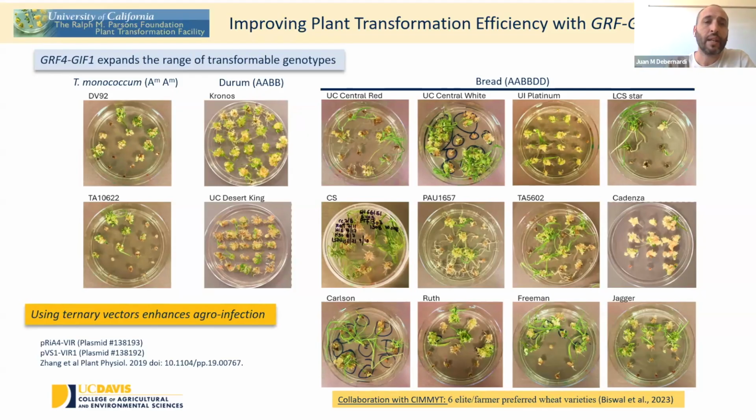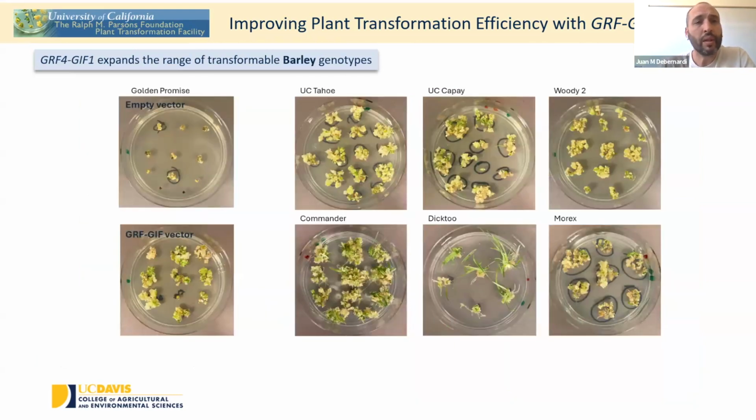Something that I want to mention here is that in addition to the morphogenic genes like GRF-GIF, or in the case of Baby Boom and WUSCHEL, I highly recommend using ternary vectors. There are great tools in Addgene that you can order, because these ternary vectors enhance Agrobacterium infection, and they really help to expand the genotypes that you can transform. So using this system, we are also now transforming several barley genotypes. Here are examples of different cultivars from different places, different breeding programs.